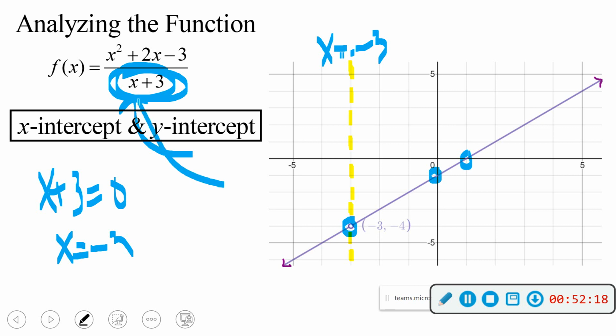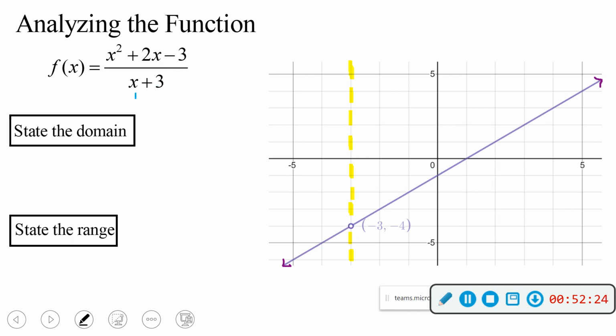If we substituted -3 in here, it would be trouble. We'd get 0 on the bottom. It breaks the math rule. Never can have 0 on the bottom.